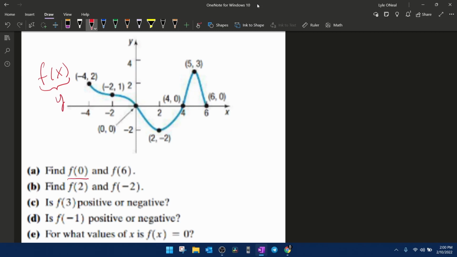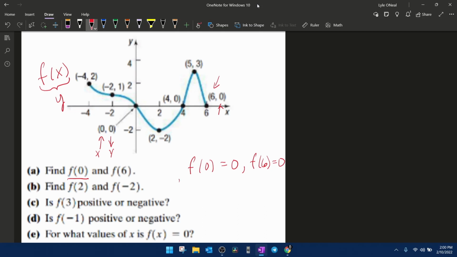So when they're asking us to find f of 0, they're actually asking us, when x is 0, what is the y value? Well, we can do that through the coordinates given on the graph. At this ordered pair, we have an x value of 0, which means that the y is 0. So we can say f of 0 is 0. They also ask us to find f of 6, which means I need to go to where x is 6, and the y coordinate is the answer. Again, this is referring to ordered pairs on the graph.